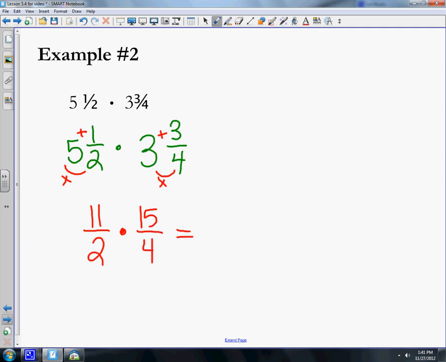Now, I'm going to just multiply straight across. 11 times 15, I don't know off the top of my head, so I'm going to do some quick math over here on the side.